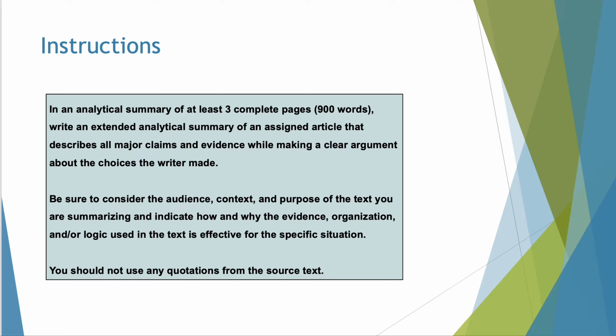Be sure to consider the audience, context, and purpose of the text you are summarizing, and indicate how and why the evidence, organization, and/or the logic used in the text is effective for the specific situation. You should not use any quotations from the source text. So basically what you're going to be doing is describing the essay of your choice. As you describe it, you're going to explain why the author uses the evidence they do and how the claims or how the logic is appropriate for their audience, context, and purpose.